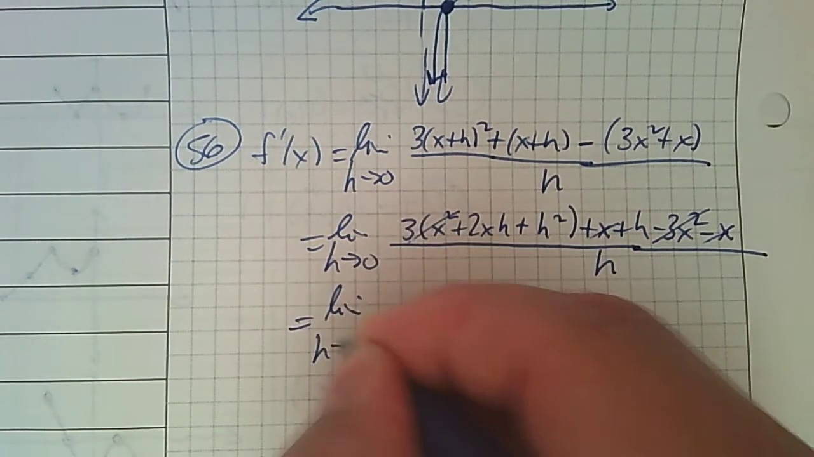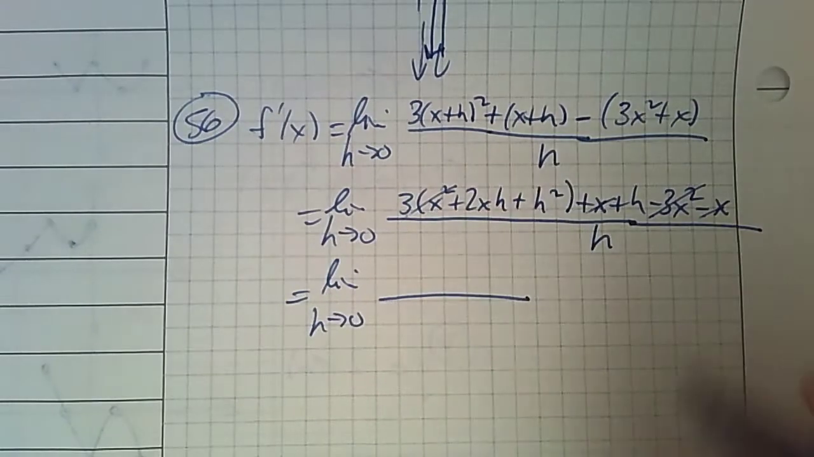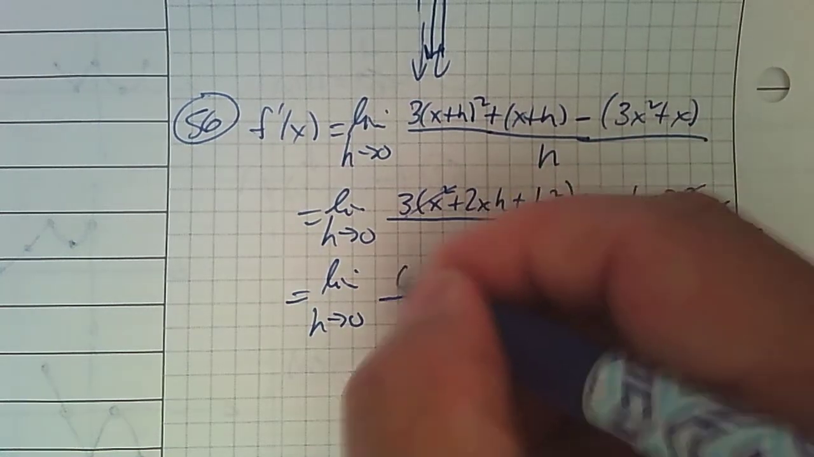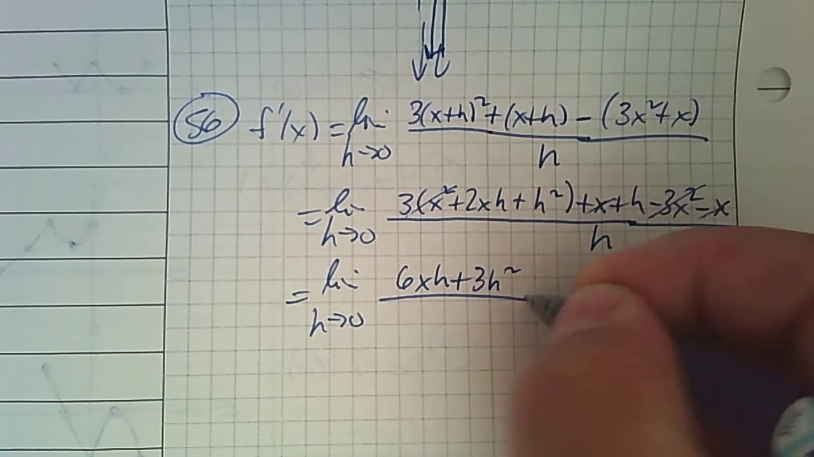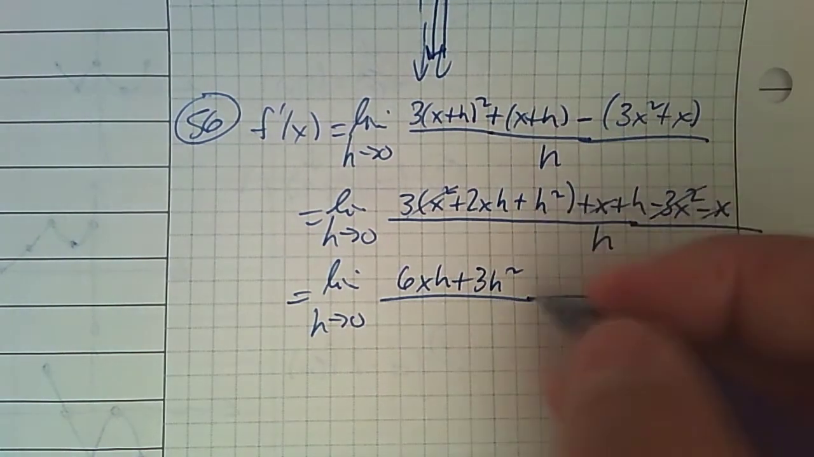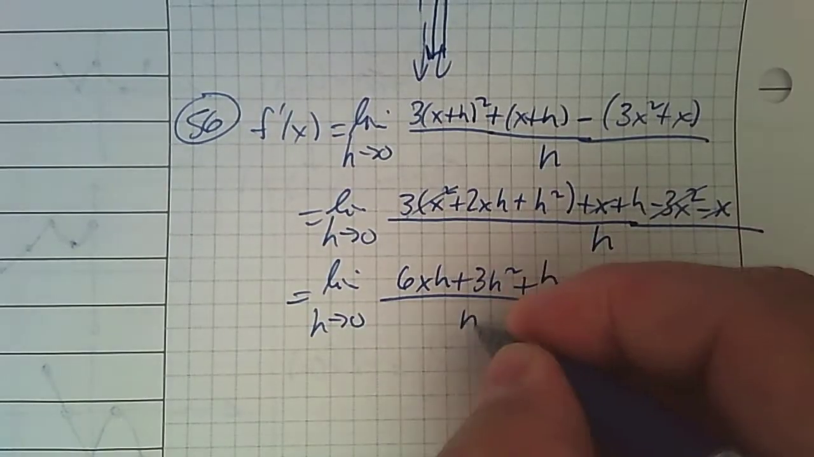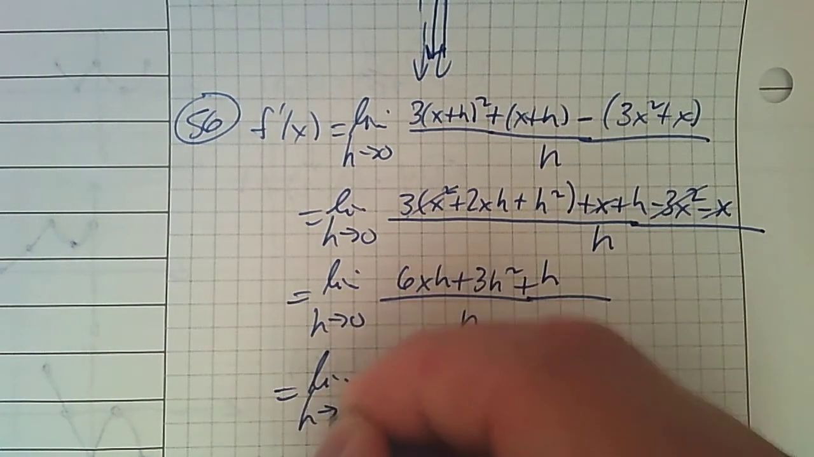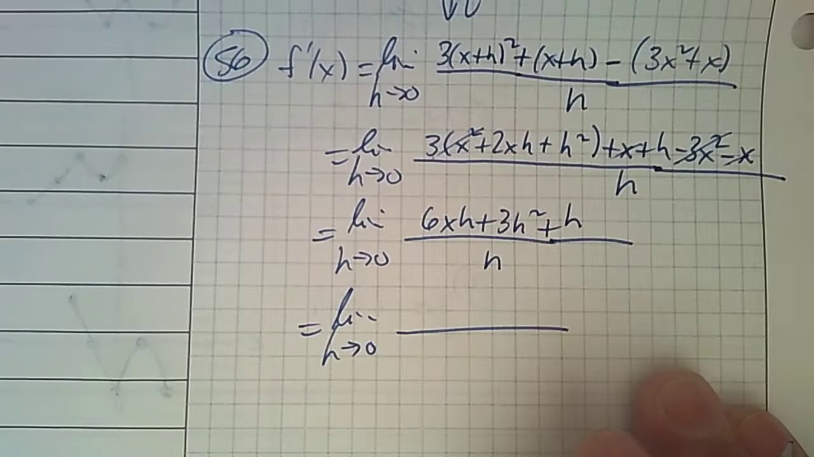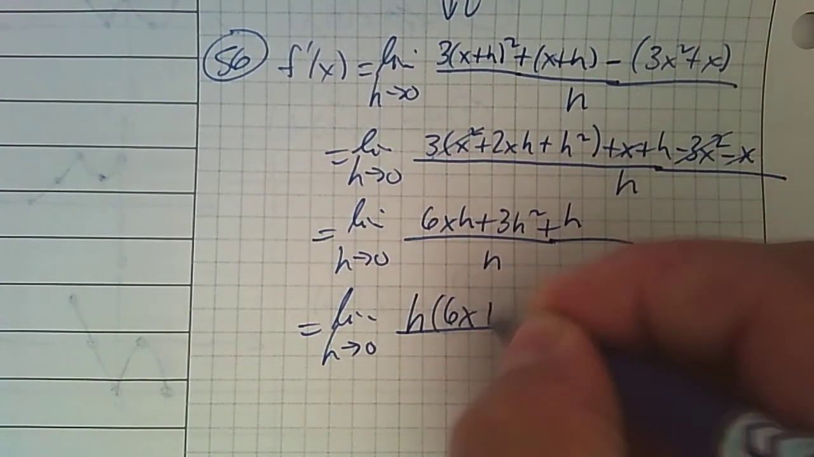So what does that leave me with? So the limit as h approaches 0, what I'm left with is 3 times 2, that's 6xh, 3 times h squared. And I have an h here, and that's all over h. I'm going to factor out an h, and then remove it. So factor an h out.